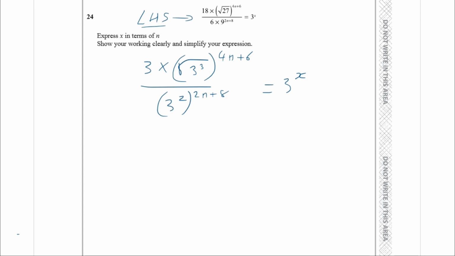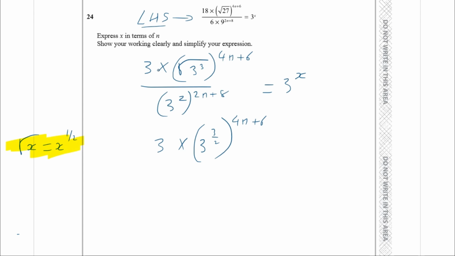So the next line is going to look a little bit like this: 3 times, and instead of square root, we can apply the power 1/2, and so we're going to say that this is 3 to the power 3 times 1/2, and 3 times 1/2 is 3 over 2. And this is still to the power 4n plus 6. So using the fact that square root of x is equal to x to the power 1/2, this is what we're using here, just to make sure that you know what just happened.